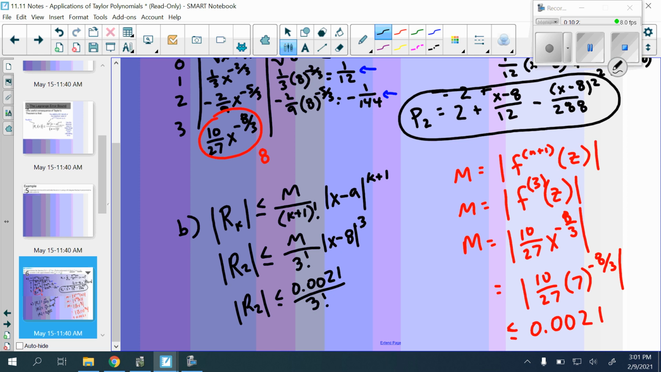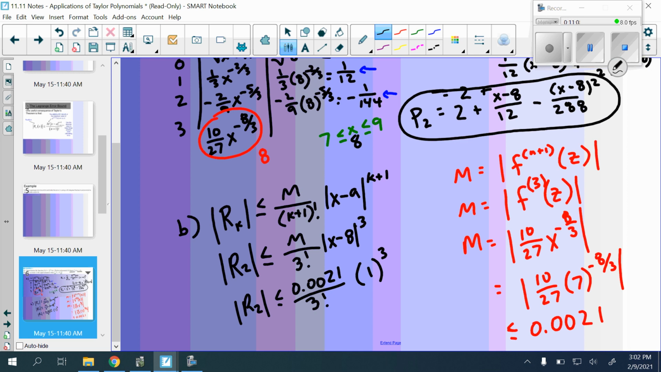And then with this, they want us to find that on our interval here. Then we're looking at the absolute value of x minus 8 to the third power. They're asking on this one between 7 and 9. That means this value, centered at 8, would always be 1 off. So the value of this is going to be 1 to the third power because it's always going to be within 1 of 8. It's 1 on either side. So now we just got to simplify that.